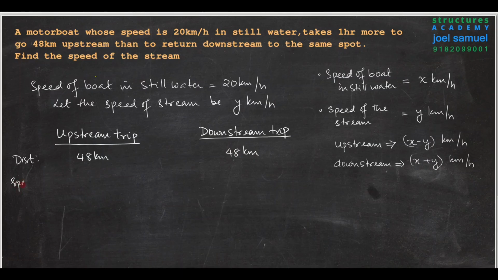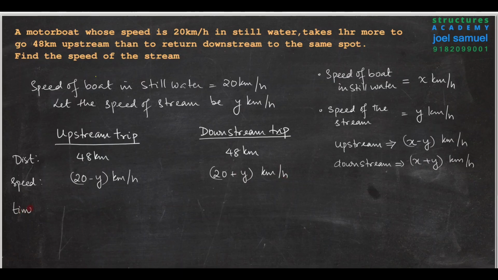The speeds are different. For the upstream, there is the x minus y case, or the difference of the speeds case. So in this case, we write the boat speed as 20 minus y kilometers per hour, whereas the downstream speed we will take as 20 plus y kilometers per hour.